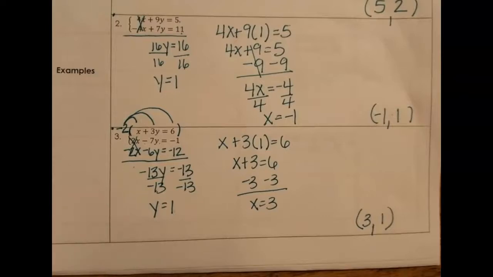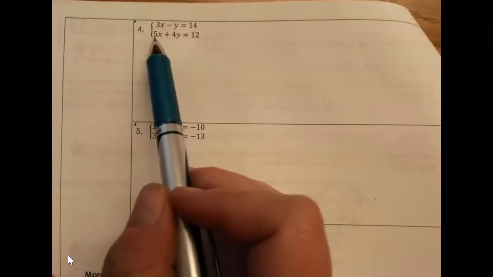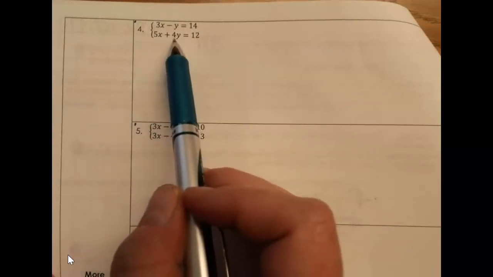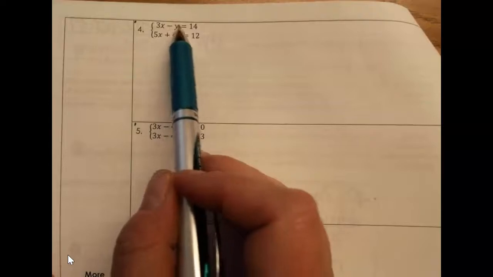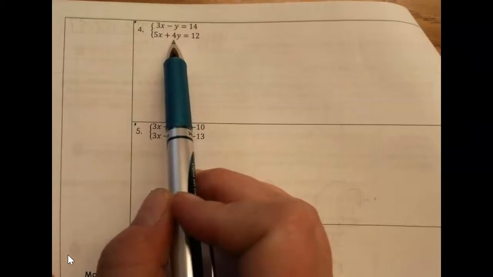All right. Let's turn this over and try some on the back. All right, looking at number 4. We've got our x's and our y's lined up just like we're supposed to, and I'm trying to make an opposite. I could multiply the top by 5 and the bottom by 3 to make these both 15. One of them would have to be negative, so they'd be opposite. But whenever I see a single variable like this, I like to look, what could I multiply that by to get it to be opposite this?